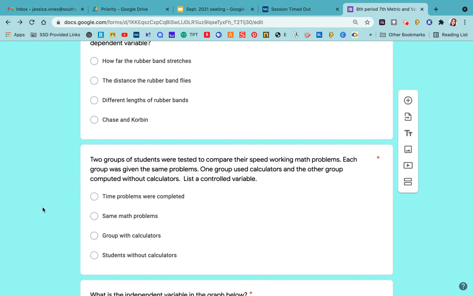Two groups of students were tested to compare their speed working math problems. Each group was given the same problems. One group used calculators, and the other group computed without calculators. List a controlled variable. So it's looking for one controlled variable. Think about our clue words. Is it the time the problems were completed? The same math problems? Group with calculators? Or students without calculators? Which of those would be a controlled variable?